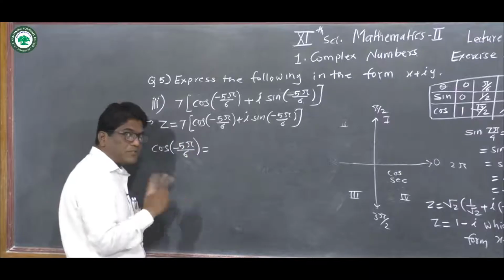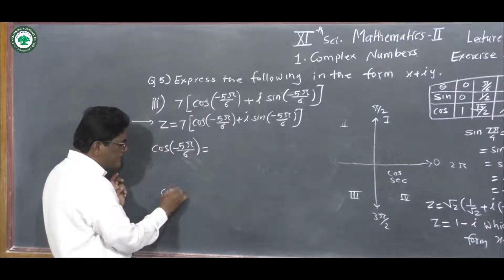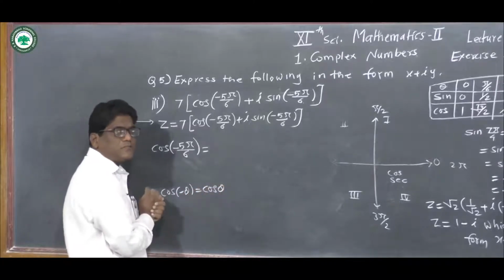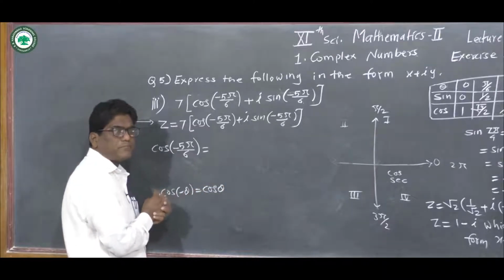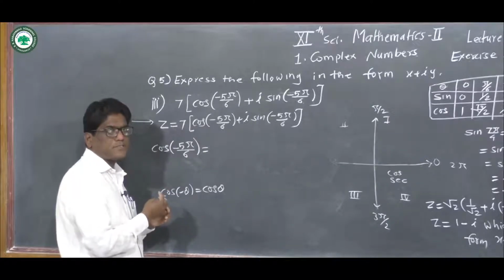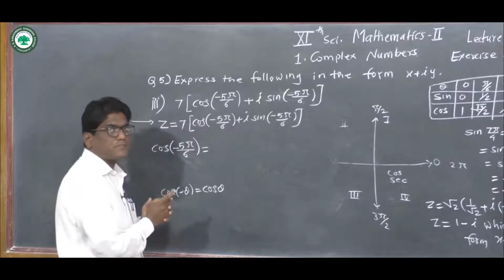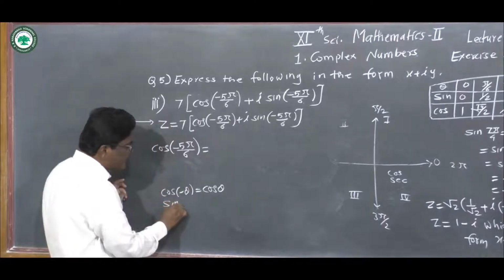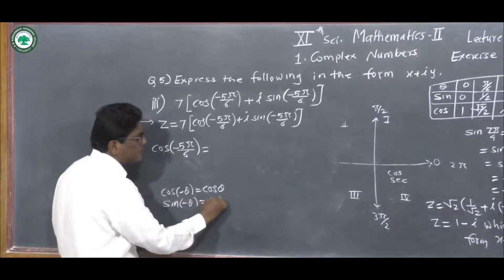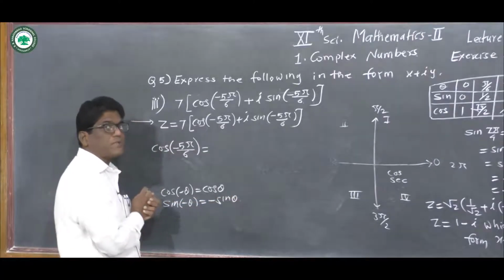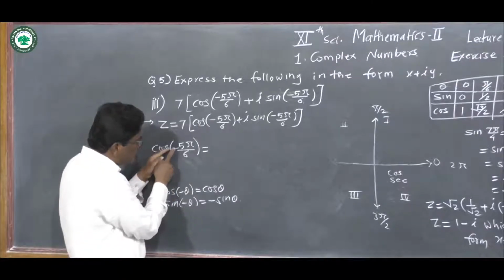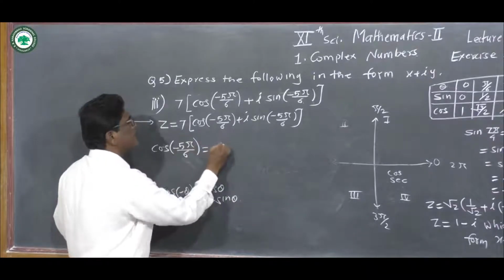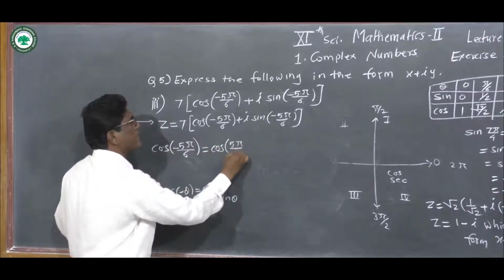Here firstly use the formula. We have seen cos of minus theta is equal to cos theta. We have seen this in trigonometry of paper first, second topic. The formulas are cos of minus theta is cos theta and sine of minus theta is equal to minus sine theta. These are the formulas for negative angles. So use cos of minus theta; cos of minus theta becomes plus, that is cos of theta, where theta is 5 pi by 6.